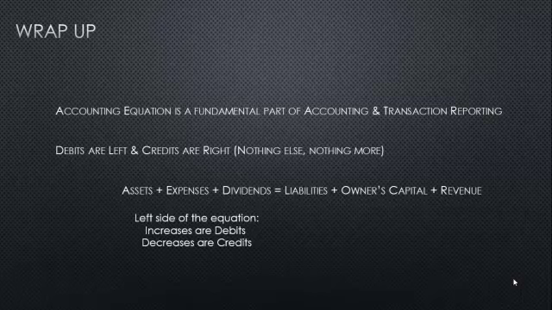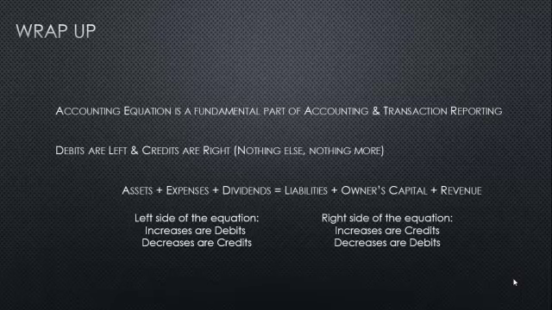The left side of the equation, so if it's an asset, expense, or dividends, we're going to debit if it increases, credit if it decreases. On the liability, owner's equity, or revenue side, so the right side of the equation, if it increases, we are going to credit those accounts. If it decreases, we are going to debit. Okay? That is your financial accounting review.